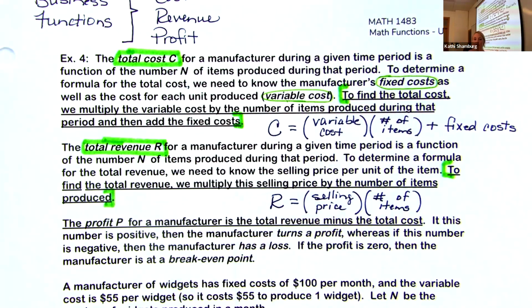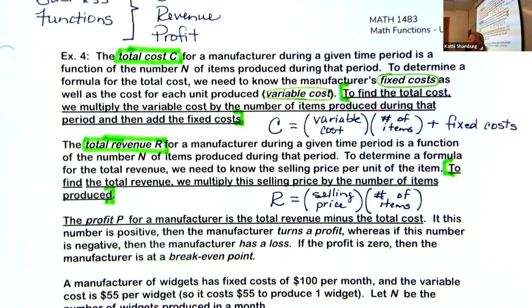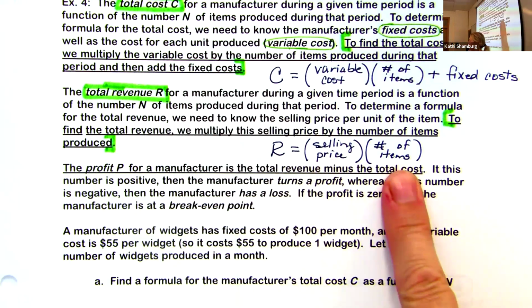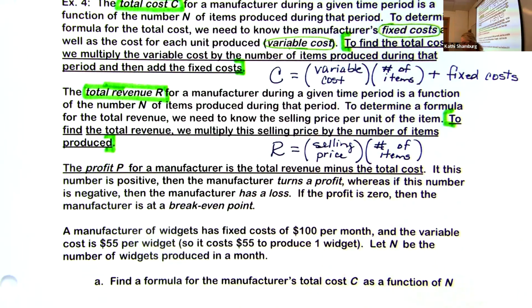So this would be like if you owned a shop that sold shirts, you sold the shirts for $20. How many did you sell? And that's the revenue.